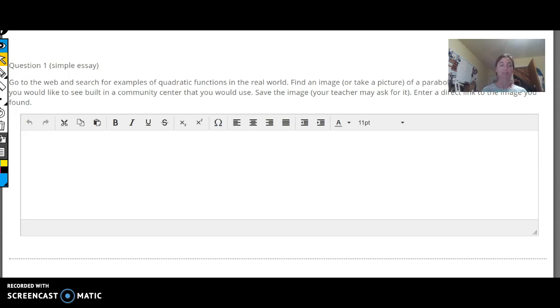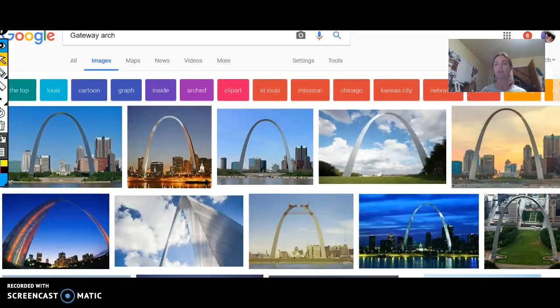Okay, so first question, it says, go to the web and search for examples of quadratic functions in the real world. So the example that we are going to use is this one right here. We are going to use the Gateway Arch, and I'm sure that some engineers out there would tell us that this isn't a perfect parabola and it actually is represented by a little bit different shape. That's totally fine. For the purposes of what we're doing, this is a parabola.